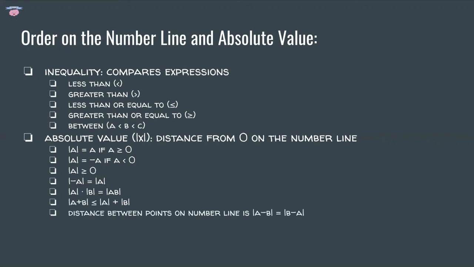The distance between point B and point A on the number line is the absolute value of the difference between them. So now we're not just considering from 0, we're considering from A to B.